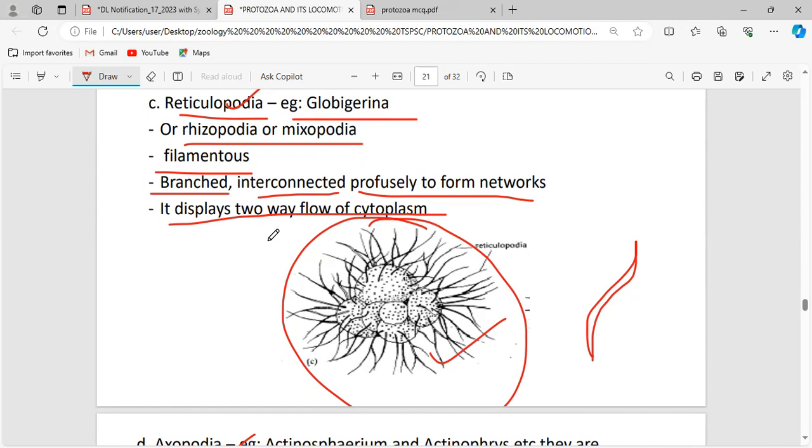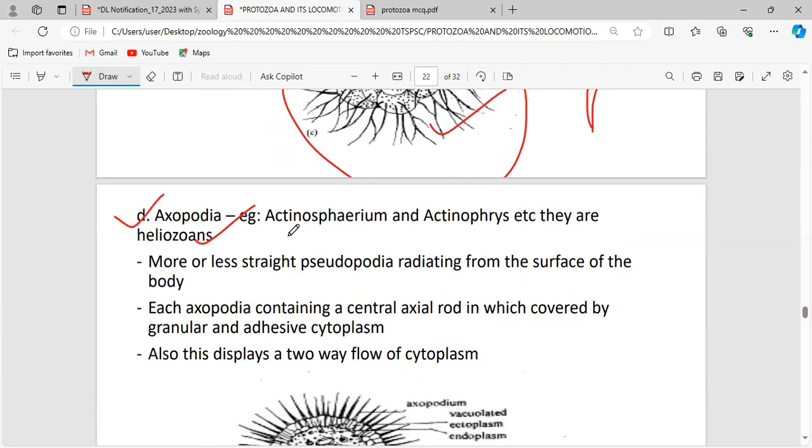You shouldn't forget this. The two-way flow of cytoplasm means it can move in both clockwise and anti-clockwise directions. Okay, that's all about reticulopodia. And axopodia: Actinosphaerium and Actinophrys, they are heliozoans. What do heliozoans mean? These are animals that feed by the process of phagocytosis. They are said to be heliozoans, and the examples are Actinosphaerium and Actinophrys. This can be asked in the question.